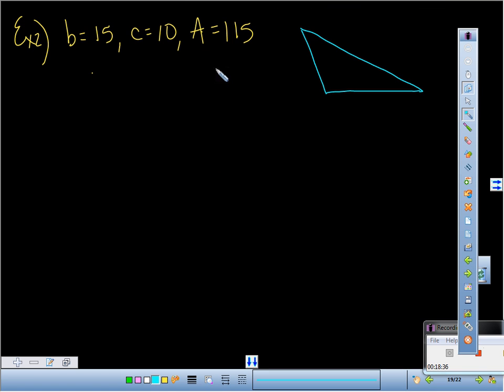So, let's see, this is A, and he's 115. If I call this 15, what's this? C. So that means this is C, and this side has to be 10.